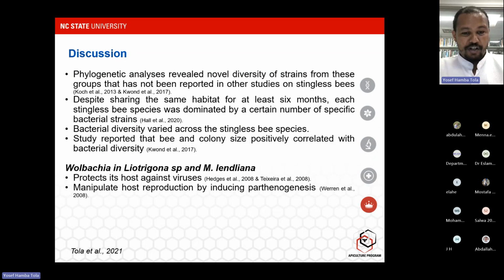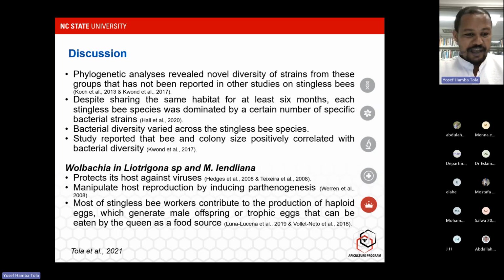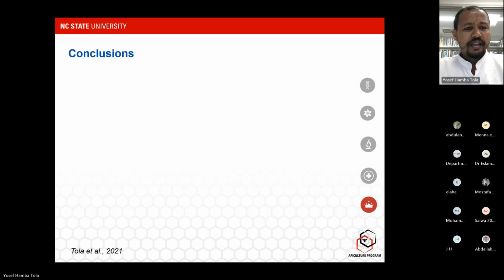Also, Wolbachia is very important in manipulating host reproduction by inducing parthenogenesis. As we know, in most of these stingless bee species, workers contribute to the production of haploid eggs, which generate male offspring, or trophic eggs that can be eaten by the queen as a food resource. But we don't have any information on this; it also needs to be studied.